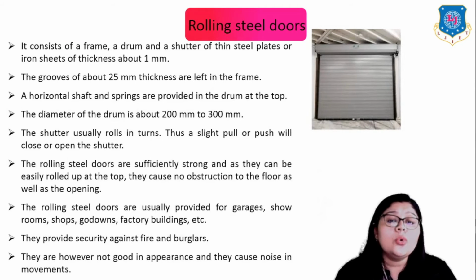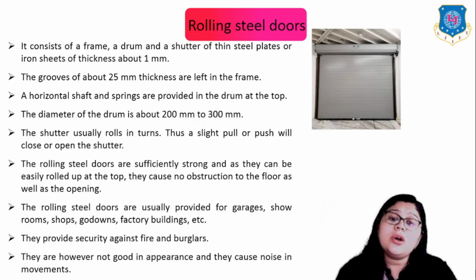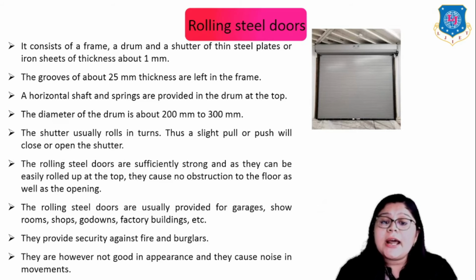Now next is the rolling steel door. Here it consists of a frame, a drum and a shutter of thin steel plates or iron sheets of thickness about 1 mm. Grooves of about 25 mm thickness are left in the frame, and a horizontal shaft and springs are provided in the drum at the top. The diameter of the drum is about 200 mm to 300 mm.